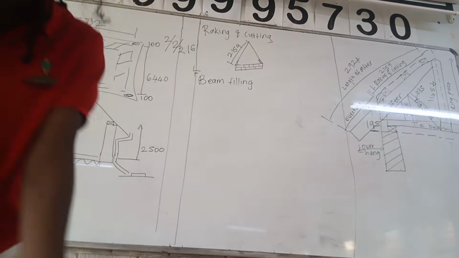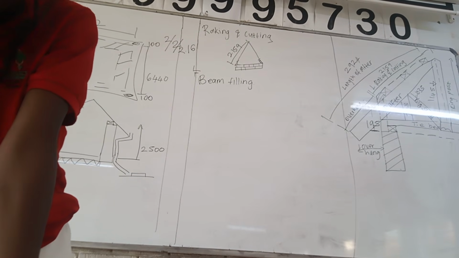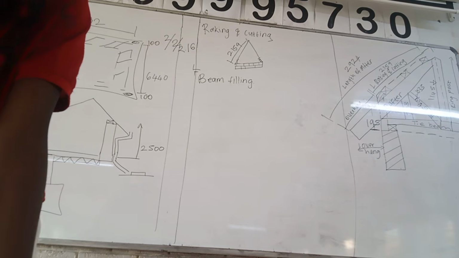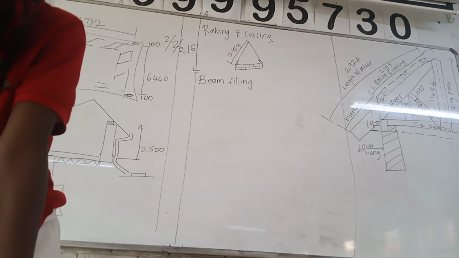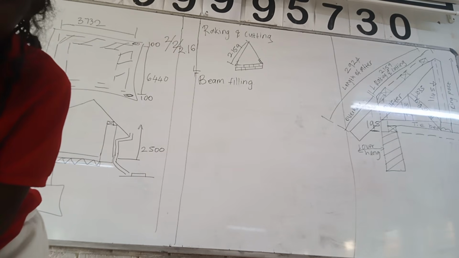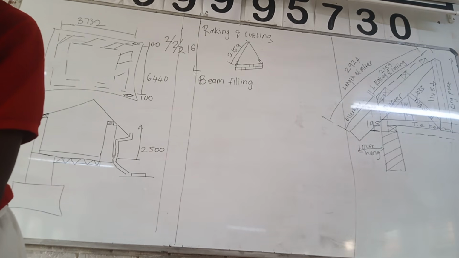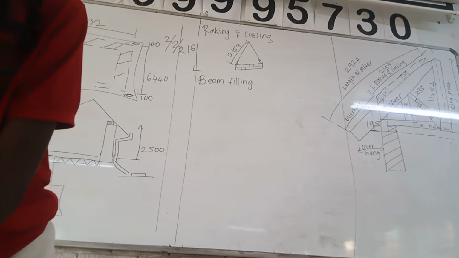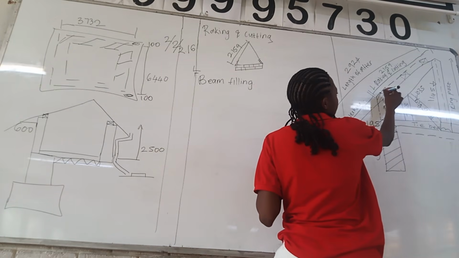Let's continue. The beam filling is a half brick wall built from under the wall plate up to under the roof covering. It closes the gap between the ends of the superstructure wall and the roof covering caused by the rafters and purlins or battens. So what is the height of the beam filling? It's 257. Where does it end? It ends here, the 257 again.